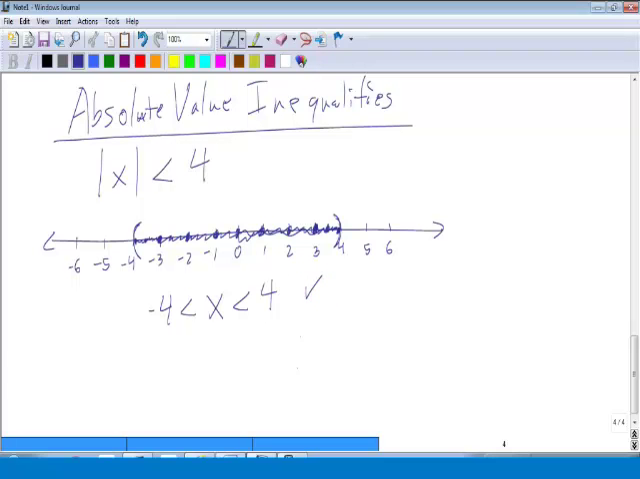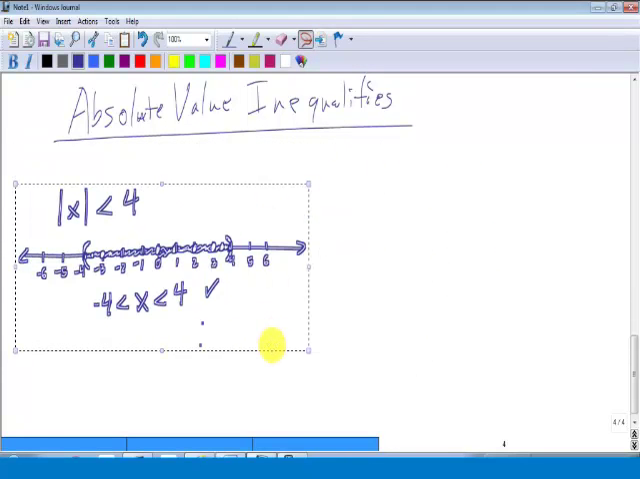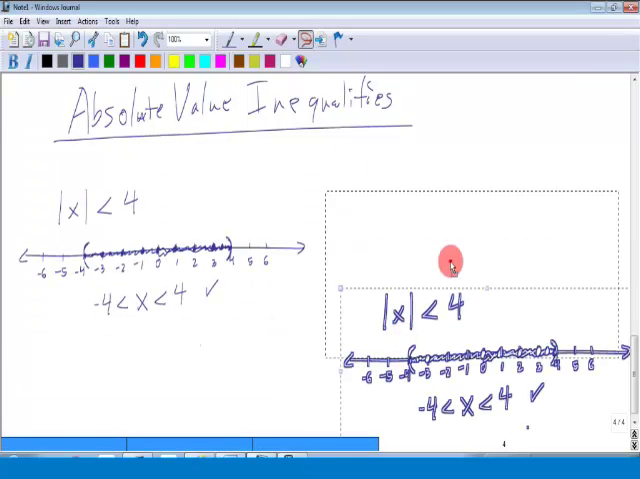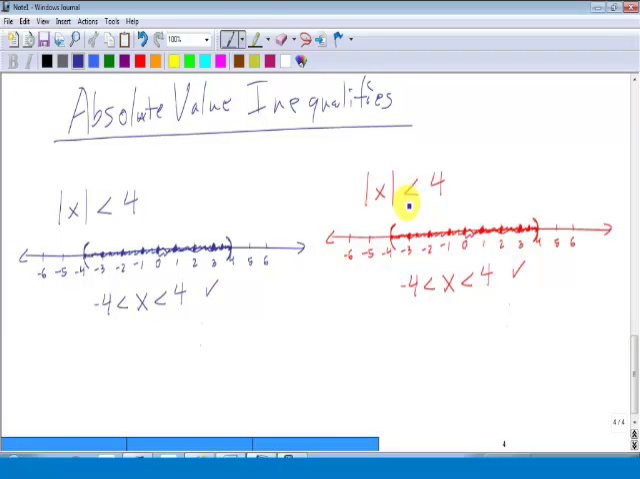Now what changes? Not a whole lot changes, so I'm just going to try to take advantage of the copy and paste feature. If we put the or equal to bar there, what's different? Brackets, yeah. We pick up the 4 and we pick up the -4. So we use brackets instead of parentheses. And it's the or equal to bar and the or equal to bar. Just like that. Not a huge difference.